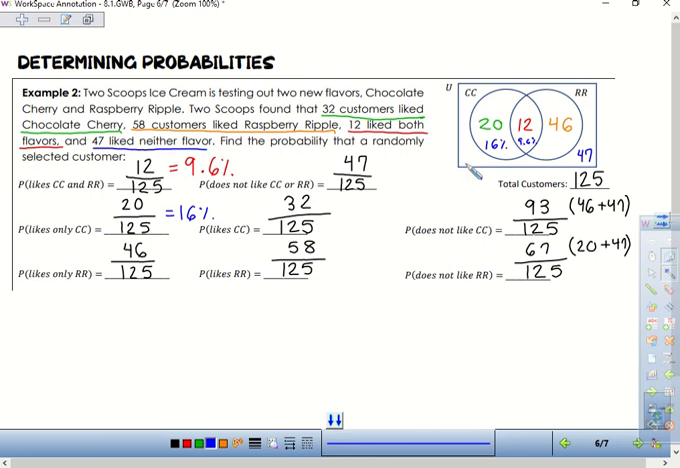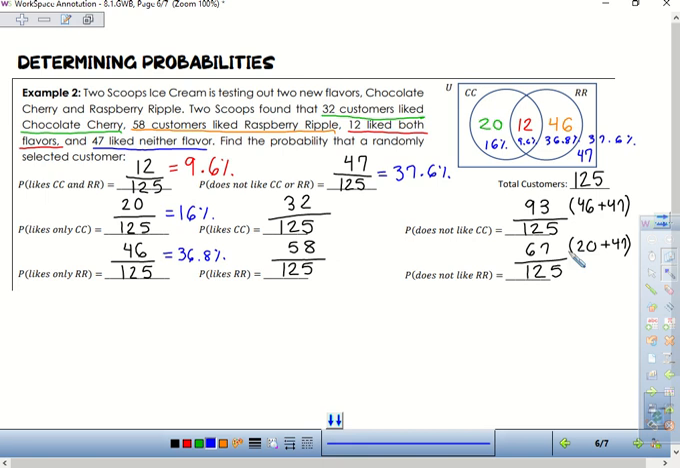46 divided by 125, that's going to be 36.8%. And then if we do 47 divided by 125, that's going to be 37.6%. That's this portion out here.